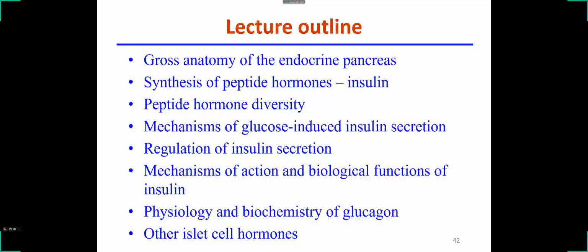Then we're going to talk specifically today about this mechanism of glucose-induced insulin secretion, regulation of insulin secretion, mechanisms of action and biological functions of insulin, and some of the physiology and biochemistry of glucagon. We'll also briefly cover some of the other islet cell hormones, because remember there are multiple islet types within the pancreas. So we'll start here because we left off on peptide hormone diversity.